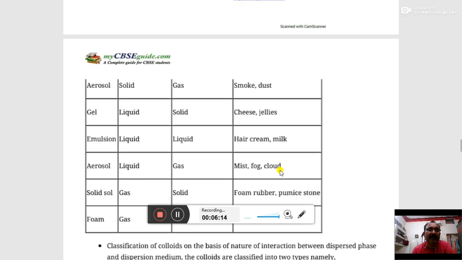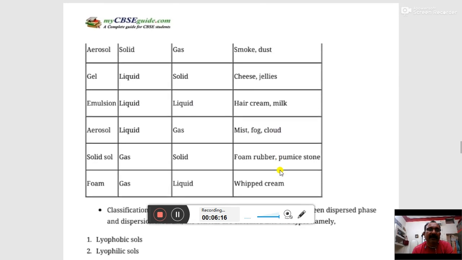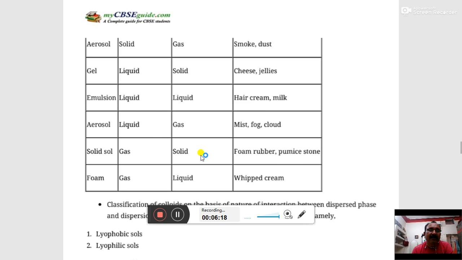Next is the aerosol. First, we have the aerosol that is a solid in gas. Second, suppose the dispersed phase is a liquid and the medium is a gas, just like moisture, fog, or cloud. We have the solid foam. The dispersed phase is a gas and the medium is a solid, just like foam rubber or pumice stone.